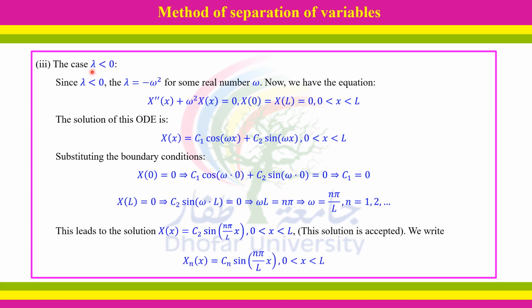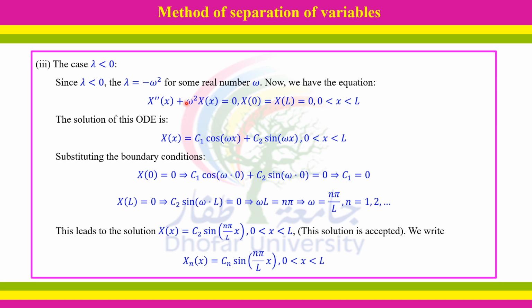The last case is that lambda is less than 0. That means lambda is a negative value. So we can express lambda as negative omega square for some real number omega. And then our differential equation X'' - lambda X = 0 becomes X'' + omega^2 X = 0, together with the boundary conditions X(0) = X(L) = 0.